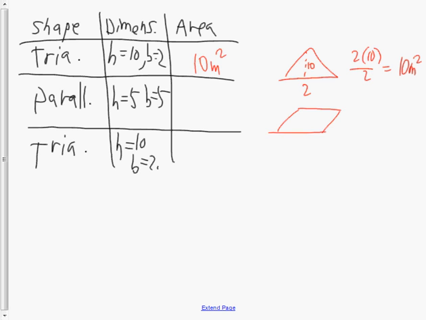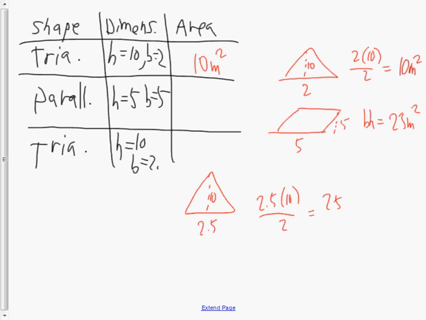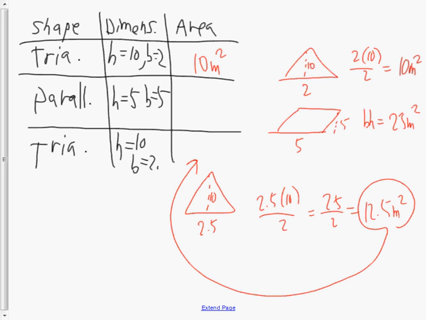Parallelogram. Base is 5. Height is 5. So therefore, base times height is your formula. So the area would be 25 meters squared. And finally, the last one, your base is 2.5 and your height is 10. So 2.5 times 10 divided by 2 is 25 divided by 2. The area of this triangle would be 12.5 meters squared.